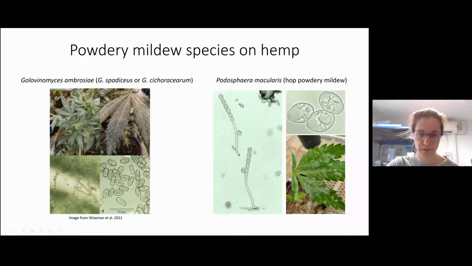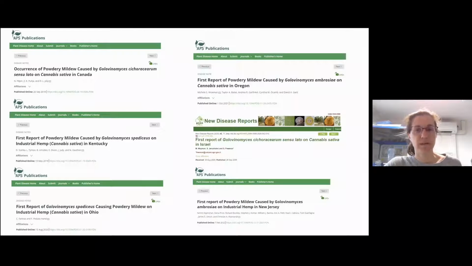You can see, at least morphologically, the fungus Golovinomyces has these barrel-shaped spores, whereas Podosphaera macularis has these rounder, more oval-shaped spores. So both of these species of fungi have been reported on cannabis. Most of the reports are of Golovinomyces.